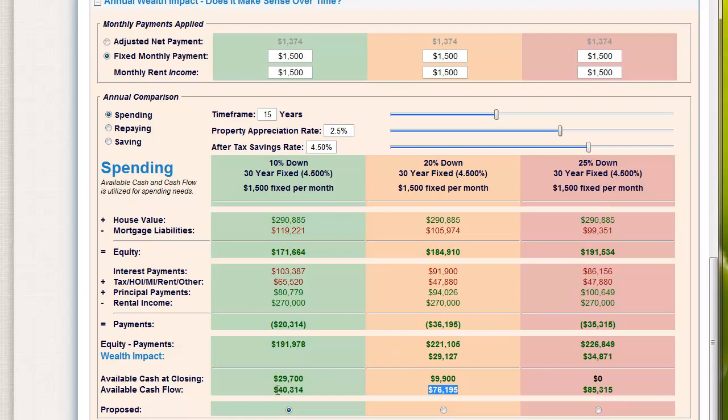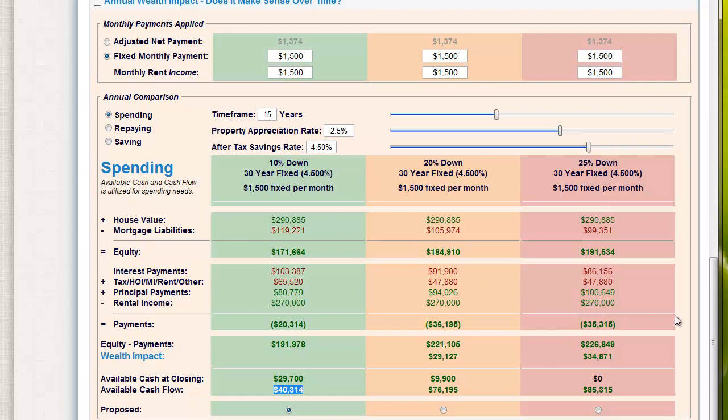And if I go with this scenario, I have $30,000 at closing and $40,000 in cash flow. It's about $70,000. So I can see the difference here. That MI is costing me about $15,000 over that time period in wealth. But a lot of times you'll notice that they're not that big of a difference between one scenario and the next, but you can definitely compare them side by side.